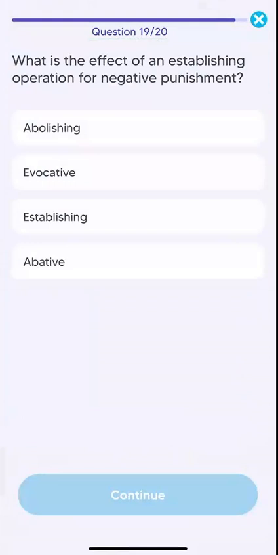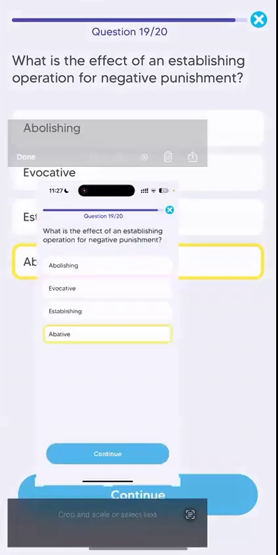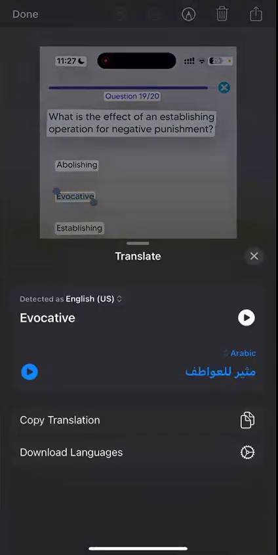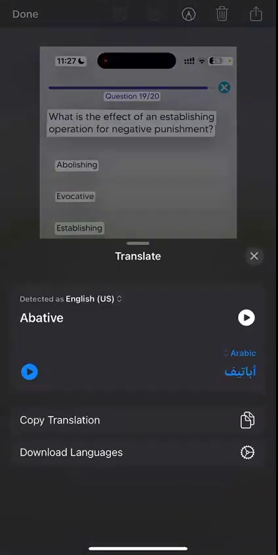What is the effect of an establishing operation for negative punishment? Abolishing, evocative, establishing, abative. Negative punishment. It could be this one or this one. Abative means like elopement, or avoid. It's abative. Try C. Yeah, this one, I think. You choose this one, right?